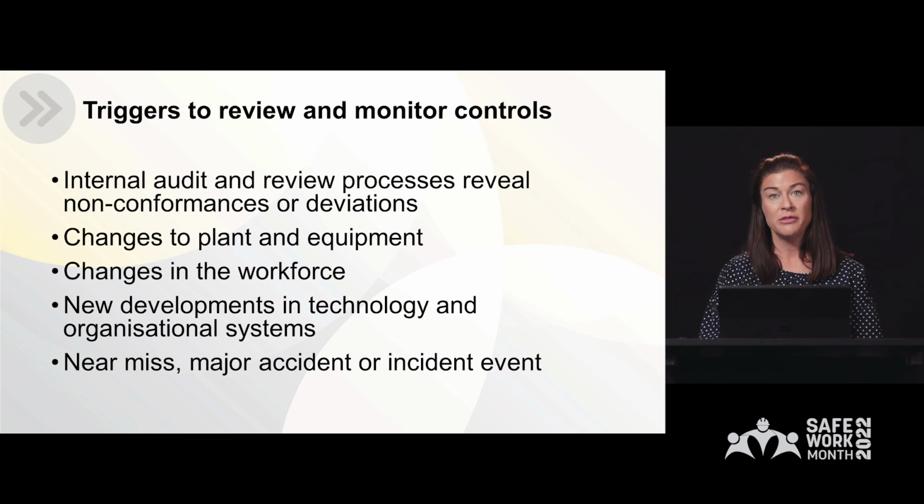Like all controls, human factor controls should be subject to ongoing review and continual improvement. Examples of possible triggers for reviewing the effectiveness of these controls are internal audits and review processes which identify areas of non-conformances or deviations, changes to plant and equipment that impacts the way work is done, changes in the workforce, new developments in technology and organisational systems that may further reduce the risk of human failure and enhance human performance, and where a near miss or actual major accident event or incident occurs.